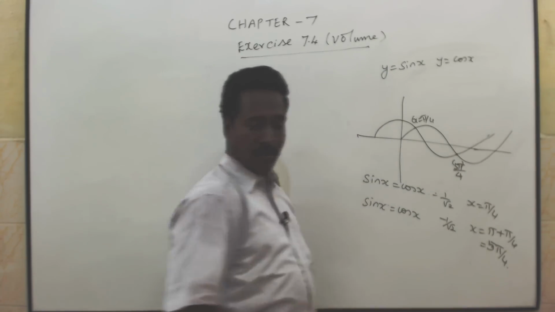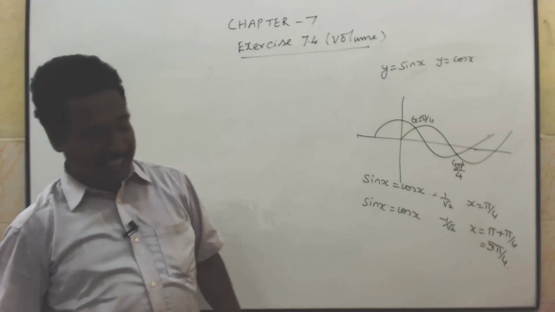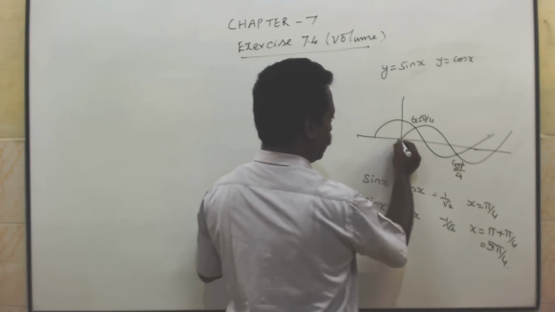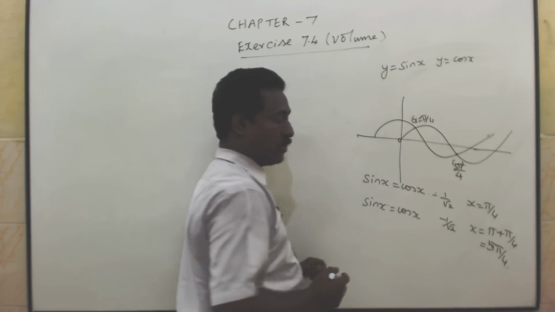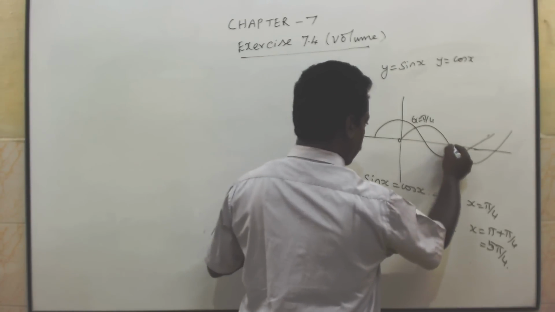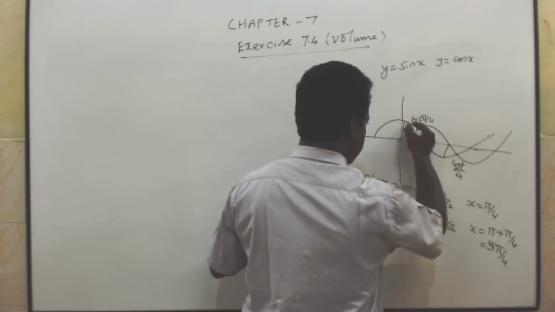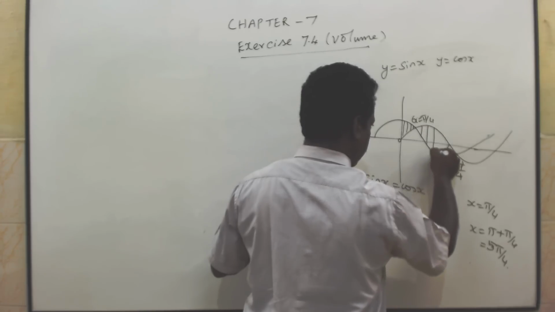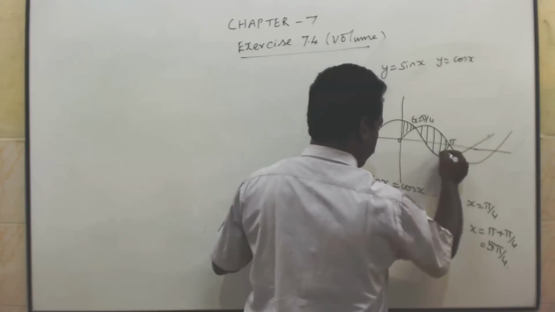But they ask only from x is equal to 0 to pi. Look at what they have asked, 0 to pi. The point where the sine curve cuts: this part we have to find, then this part. At this place it is pi.